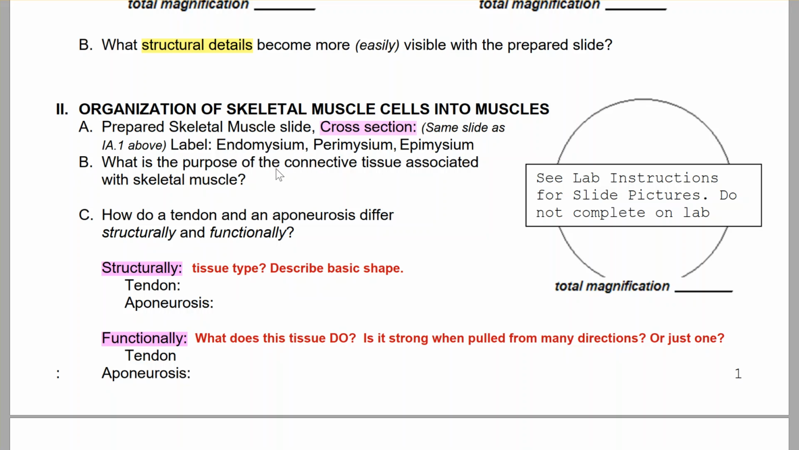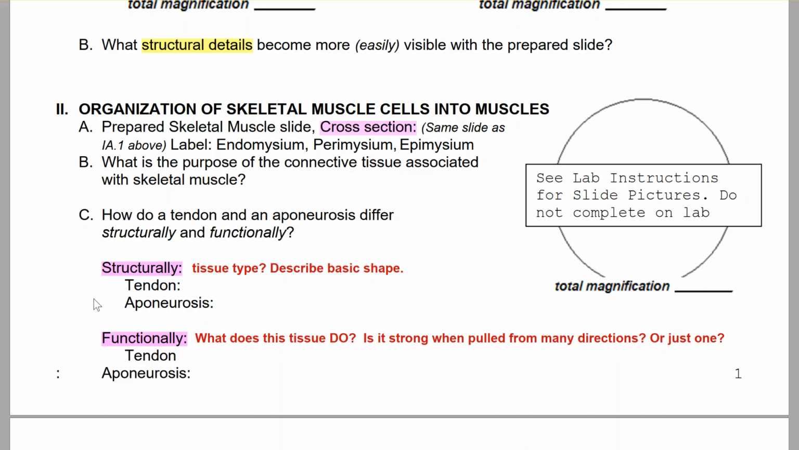And so you're asked about why skeletal muscle is important. It does a lot of important jobs. This B question right here should not just be one thing. There's a bunch of things that go there. And then you're going to look at a couple of connective tissue structures associated with muscles and tell me some information about them. So one is a tendon, one is an aponeurosis.